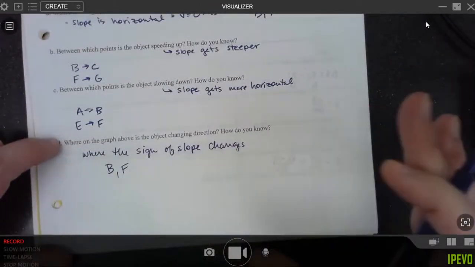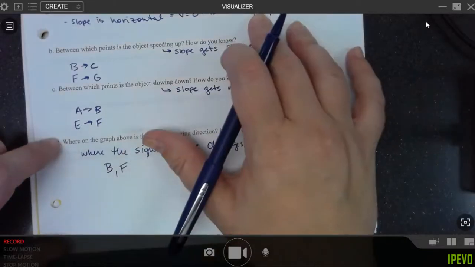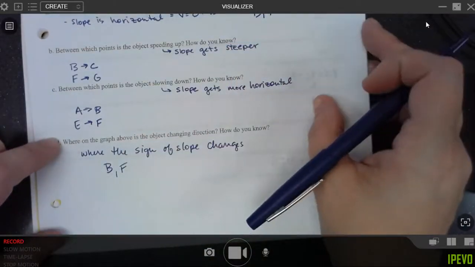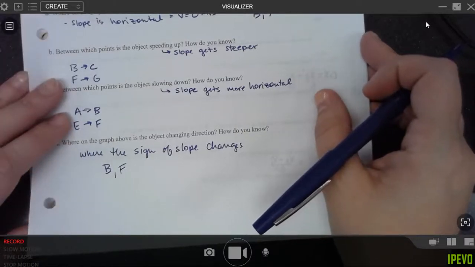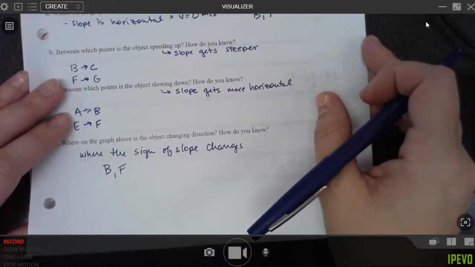So for this data set, it happens to be the same as where our object is moving the most slowly. What questions do you guys have about page 1? Anything? Concerns? No? You guys feel okay about that one? All right.